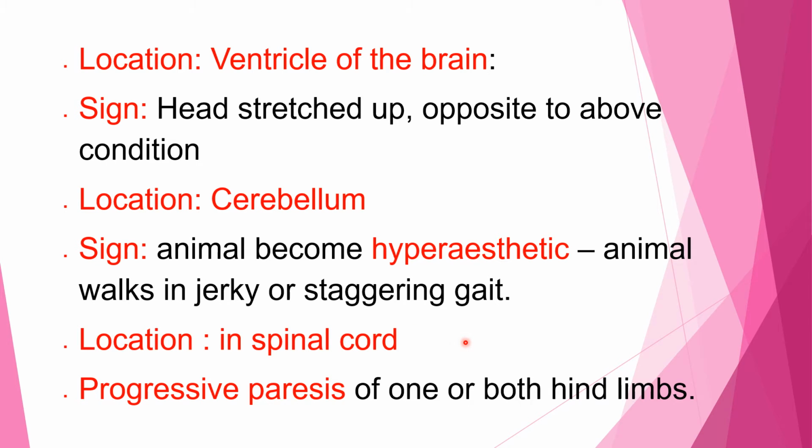If the location of the cyst is in the spinal cord, it causes pressure on the spinal cord and there is progressive paresis of one or both hind limbs. Just by looking at the various types of symptoms, the clinician can make out the location of the cyst.